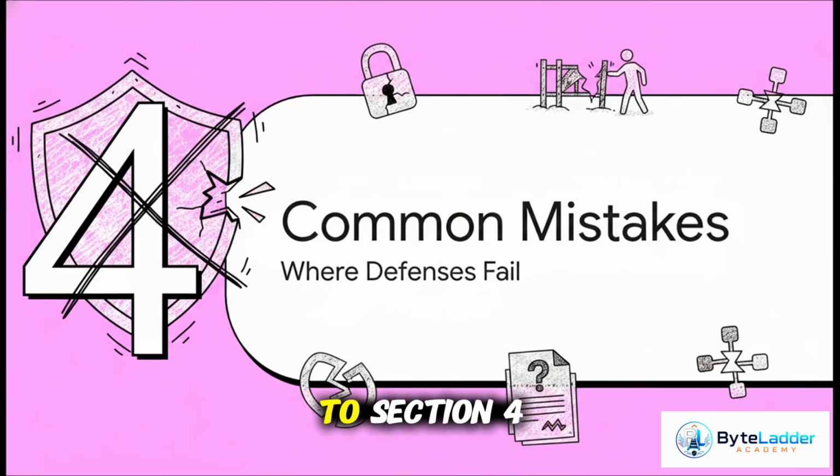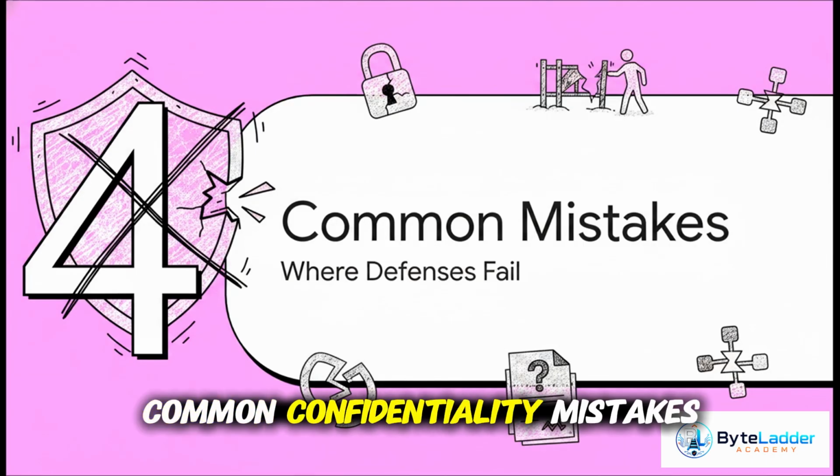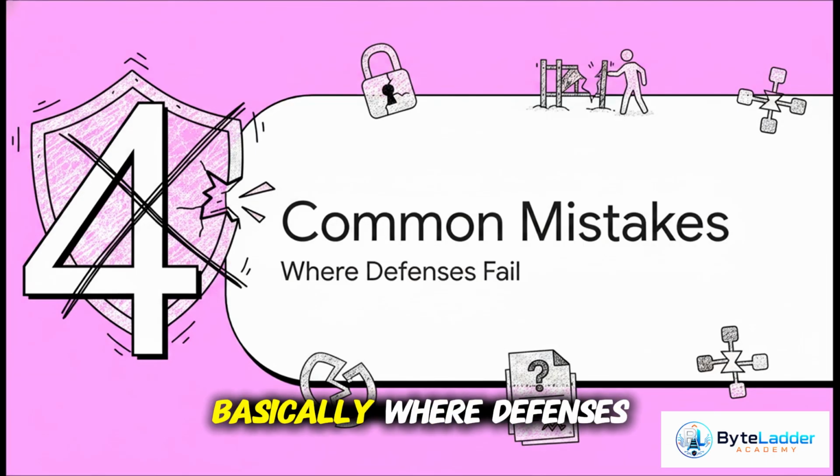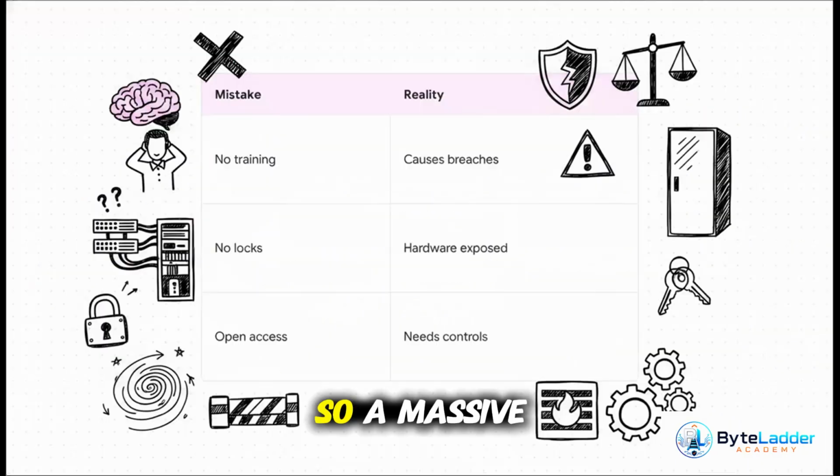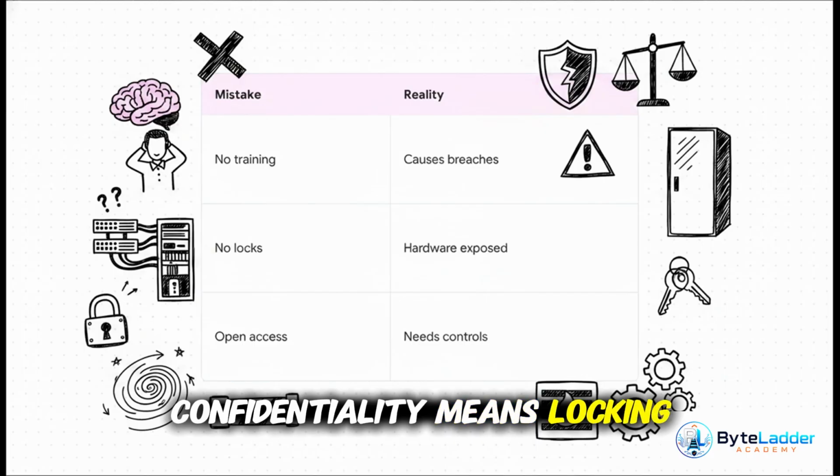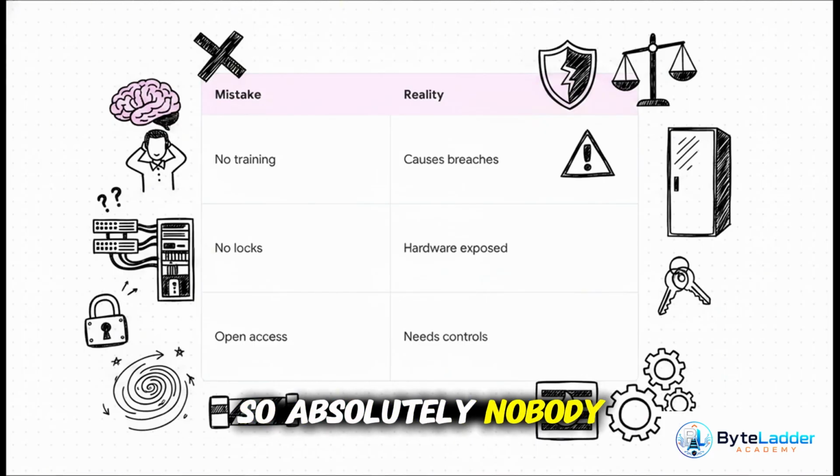All right, let's jump to Section 4, Common Confidentiality Mistakes. Basically, where defenses fail. So, a massive mistake people make is thinking confidentiality means locking data away so absolutely nobody can access it. But the reality is, approved users still need to do their jobs. Security shouldn't paralyze your operations.